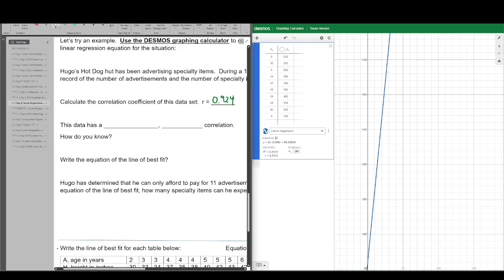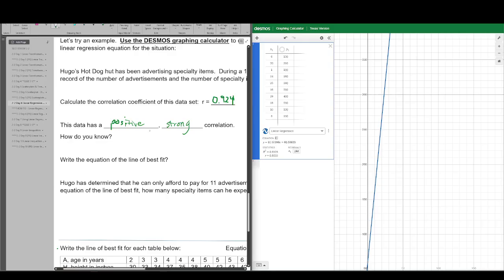So we get 0.924. This data has, we can see, 2 things about the R value. It has a positive R value, I don't know why I'm trying to write with my mouse. I could use my drawing tablet. So it has a positive R value, and since this number is bigger than 0.75, it has a strong correlation.